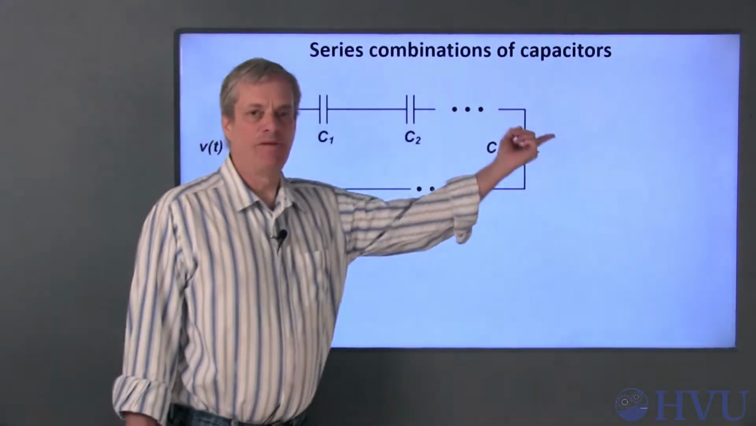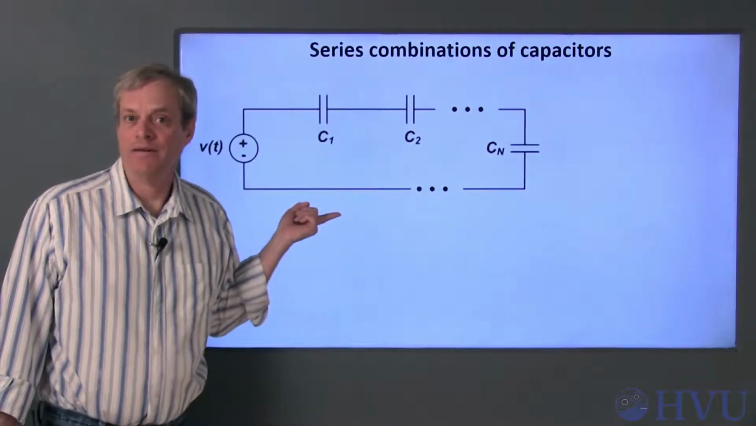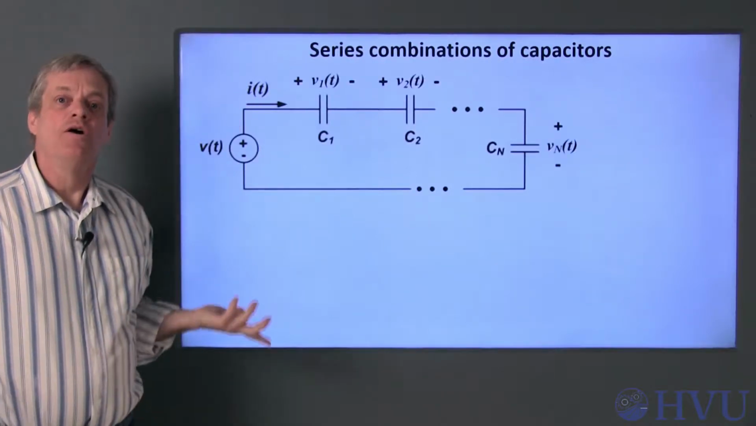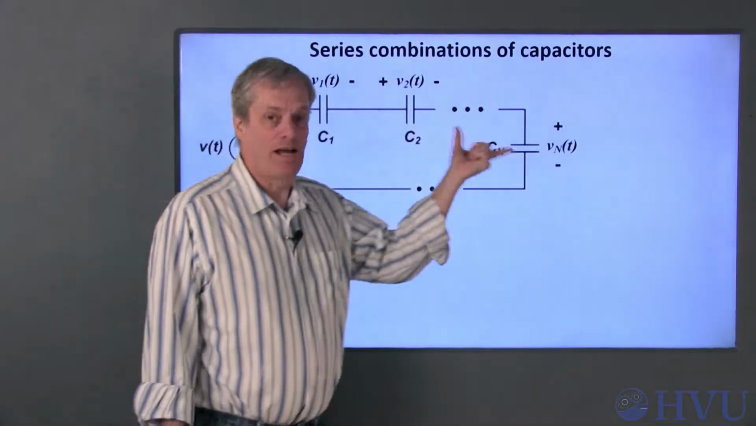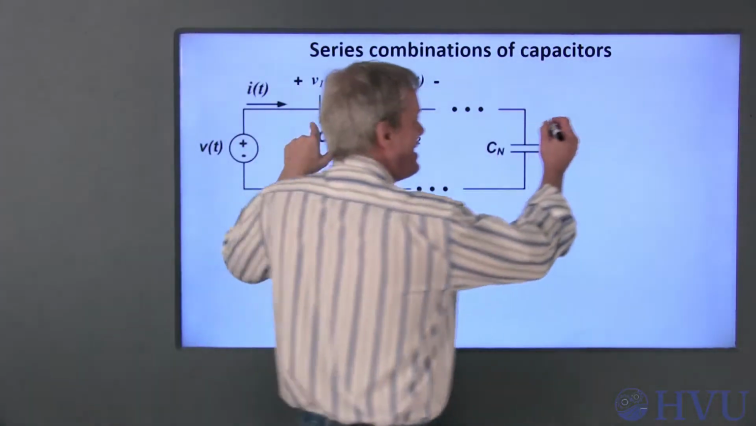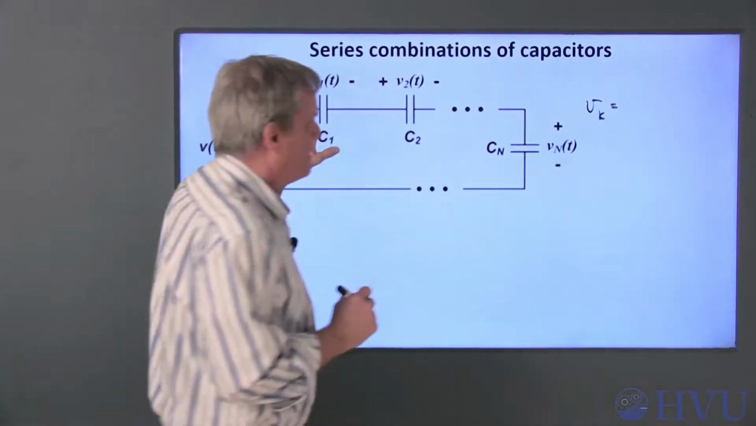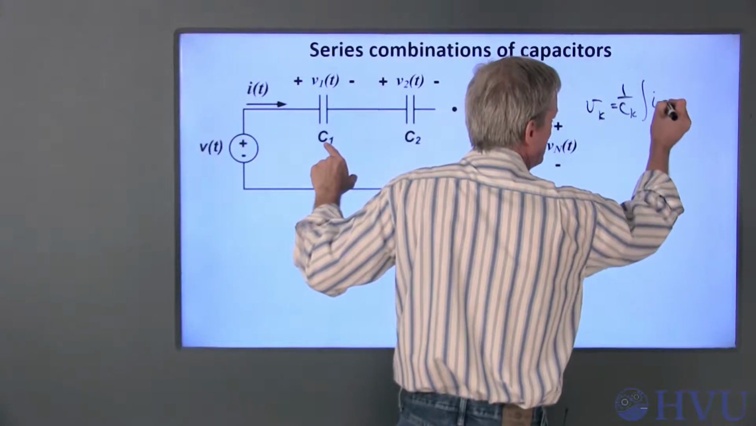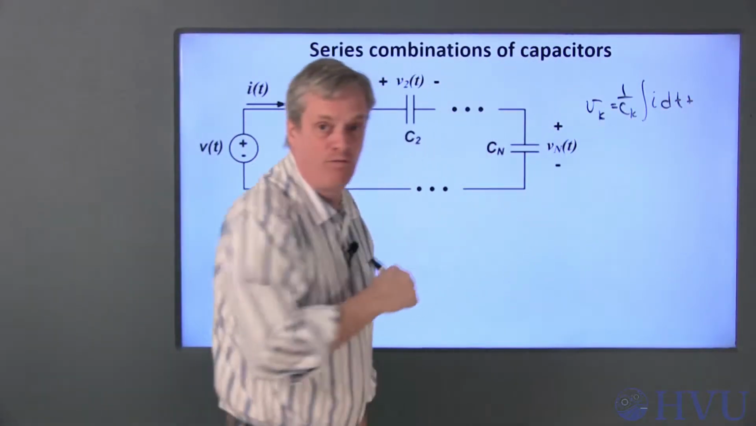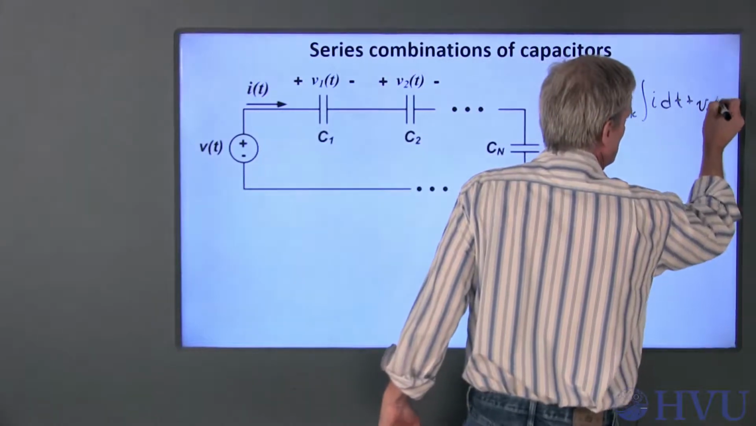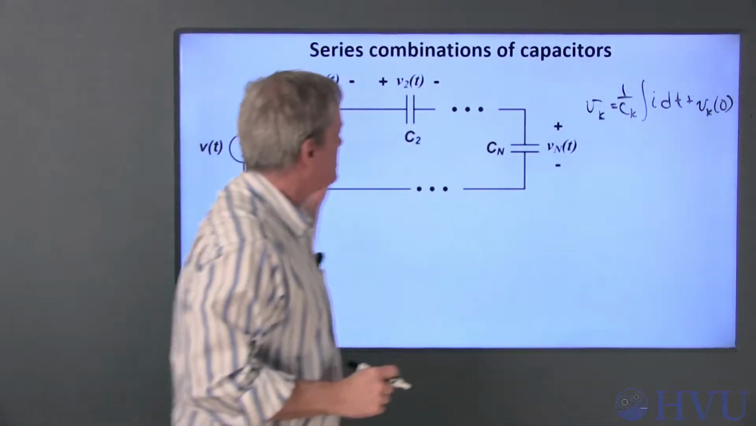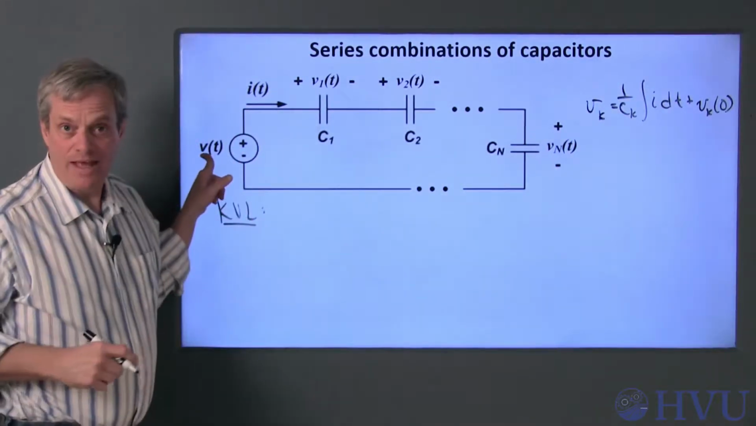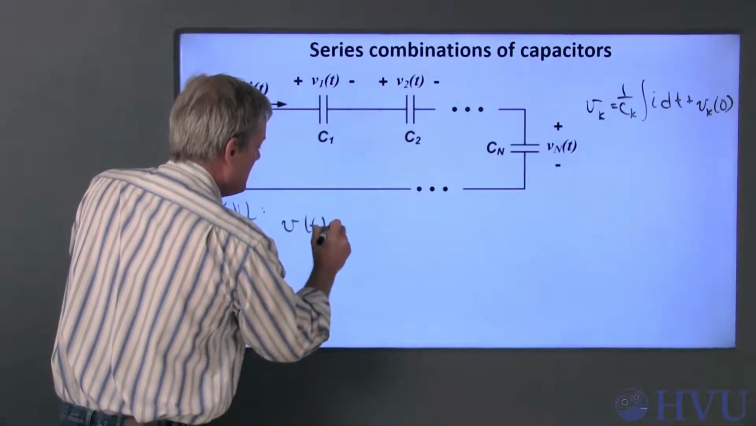Suppose we have a series combination of n capacitors, as shown here. Since the elements are in series, they all share the same current i(t). The voltages across each capacitor are defined here. If the voltage across the kth capacitor is 1 over C_k times the integral of i dt plus the initial voltage V_k(0), I can use this equation for the voltage across each of these capacitors.